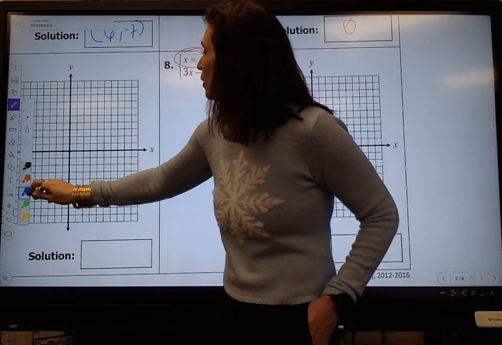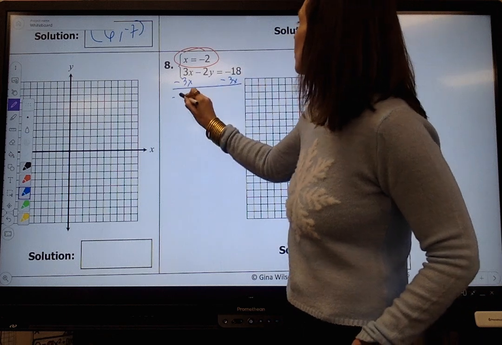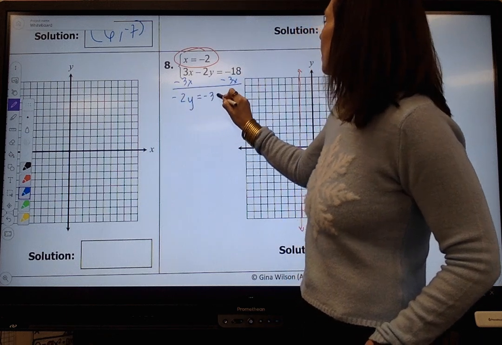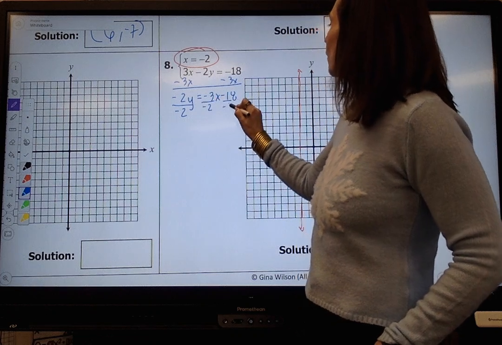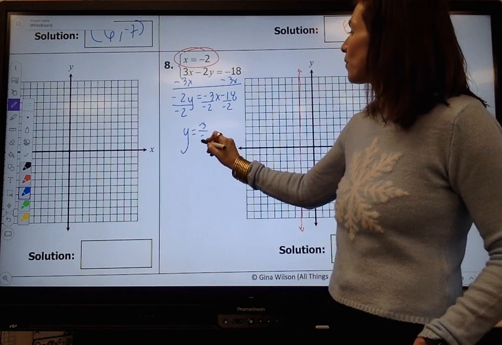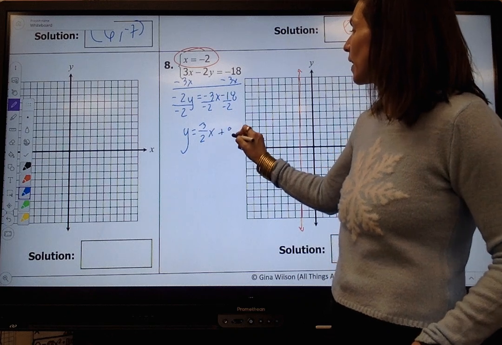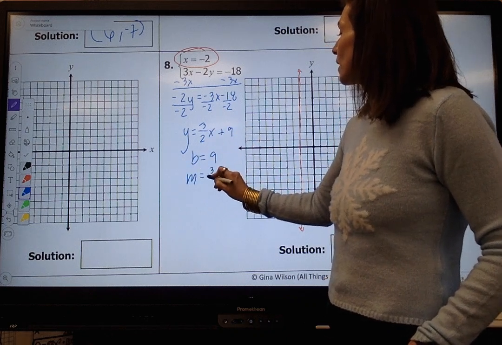And then in blue, I'm going to get y by itself. So I subtract 3x from both sides. And then I divide everything by a negative 2. Be careful of your signs. I get a positive y, a positive 3 over 2 x, and a positive 9. So my beginning point's 9. And my slope is 3 over 2.